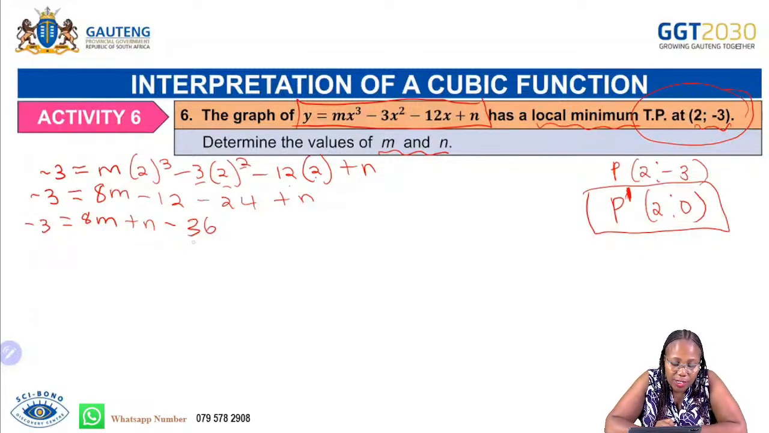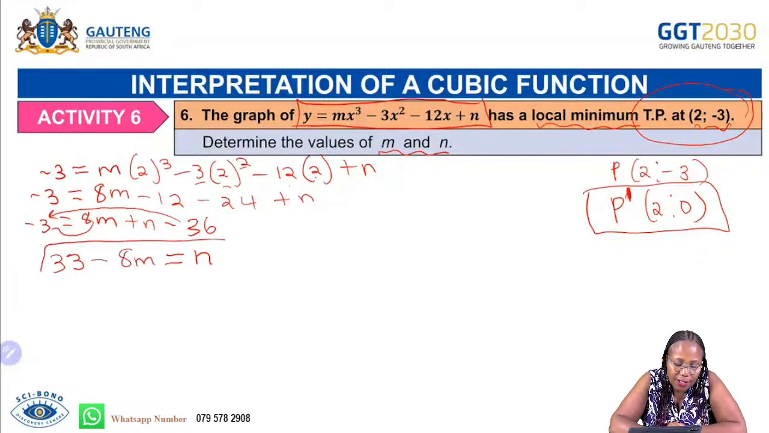Now we transpose everything so that we are left with only n on this side. Minus 36 to this side will be positive 36, minus 3, that is positive 33. And then positive 8m to that side will be minus 8m. So n equals 33 minus 8m. That is our first equation, because we are solving for m and n simultaneously.